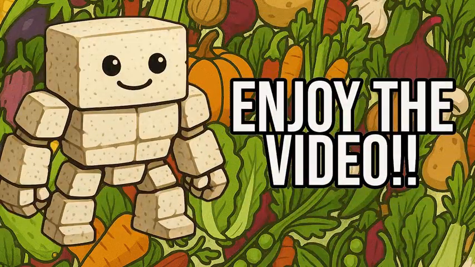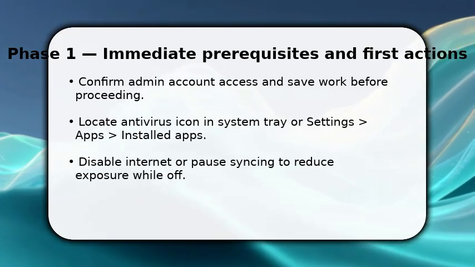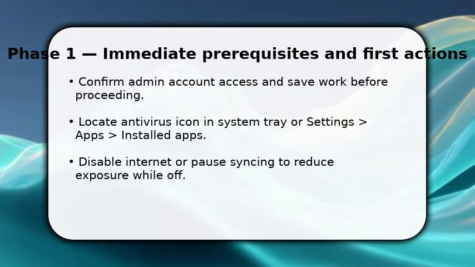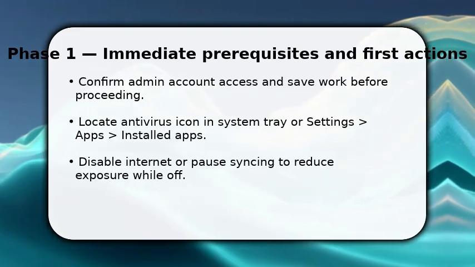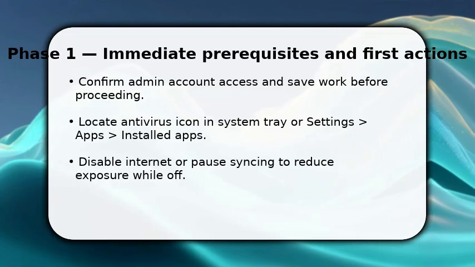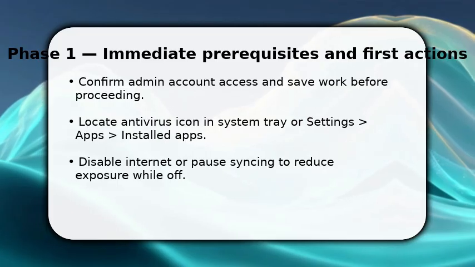Please enjoy the video. You need admin rights and a recent backup. Make sure important files are saved. Once ready, open the antivirus via the system tray icon or Settings, Apps, Installed Apps. Click the product name to view controls. You will see Shields, Real-Time Protection, and Update Settings.